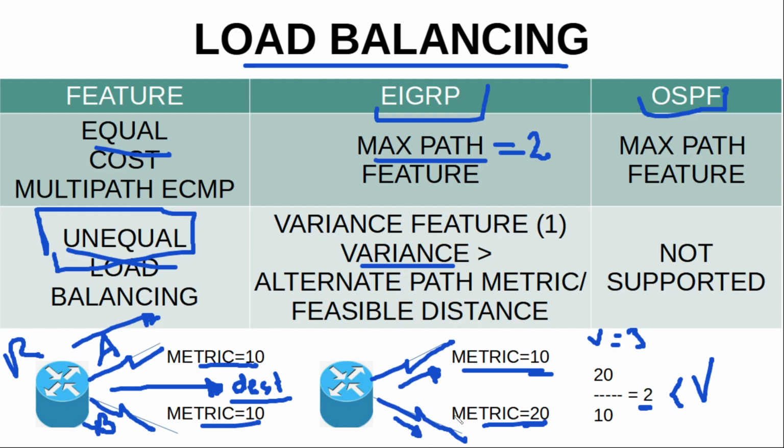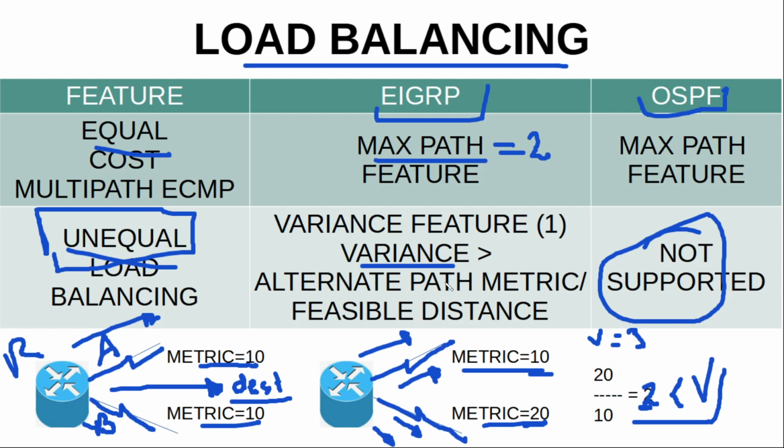So for instance, in this example, the best metric is 10 and the non-best metric is 20. So we are going to divide 20 by 10. So the value is 2. If we set up the variance value to 3, then this is true, and we are going to be able to use this other link to load balance traffic. This is not supported by OSPF.